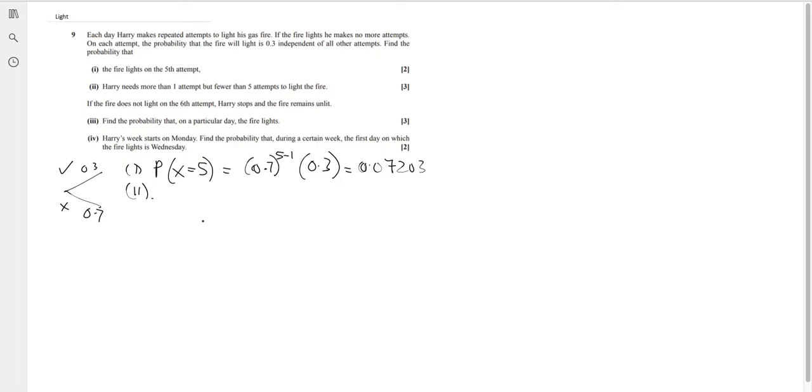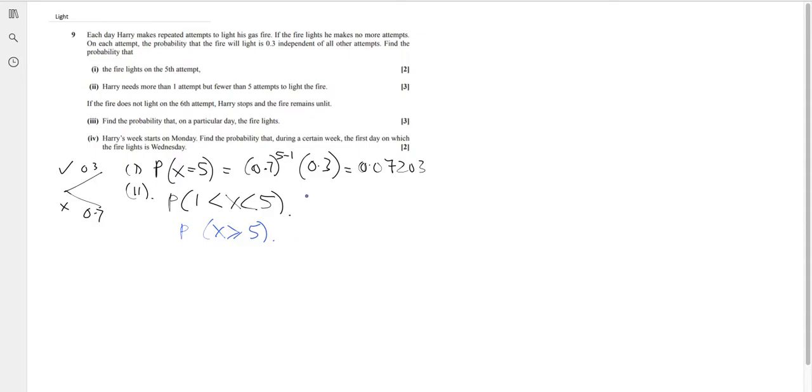Next, question 2. Harry needs more than one attempt but fewer than 5. So 1 is less than X, and X is less than 5. The method I always like to use is to find the probability of X greater than or equal to 5, which is no lighting on attempts 1 to 4. The first time that he lights is only from the fifth time or sixth time and so on.